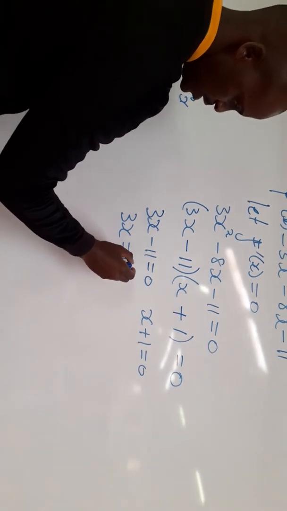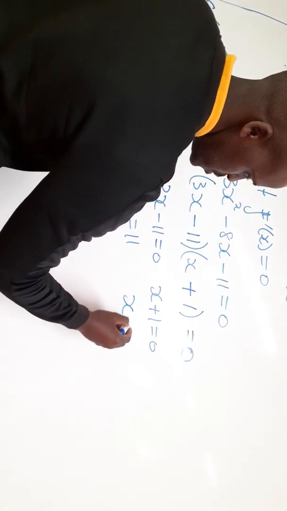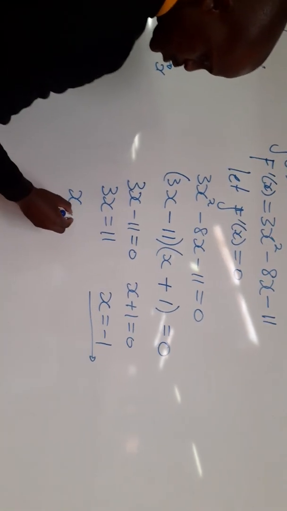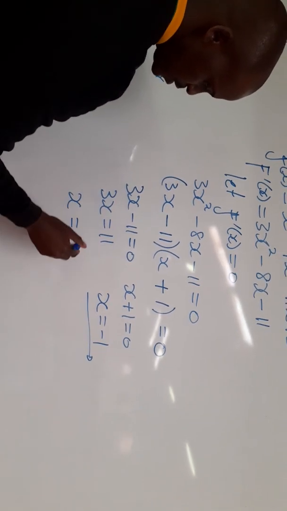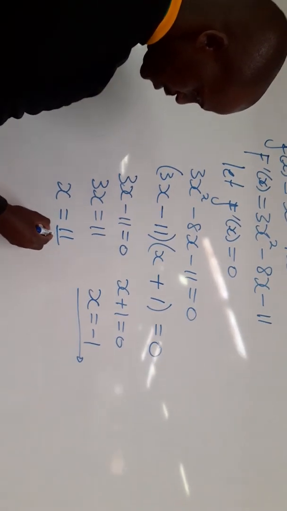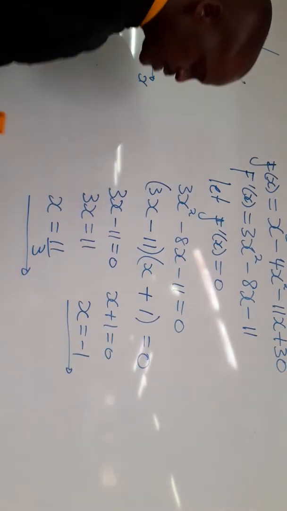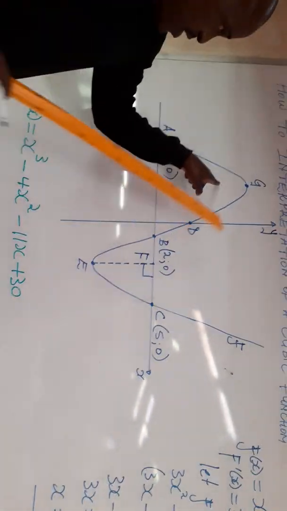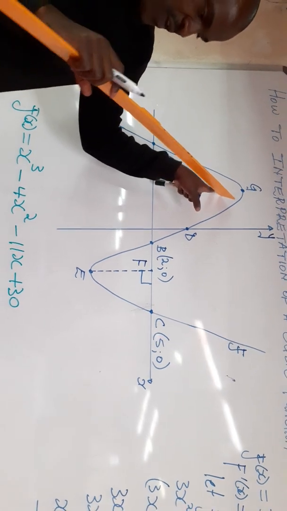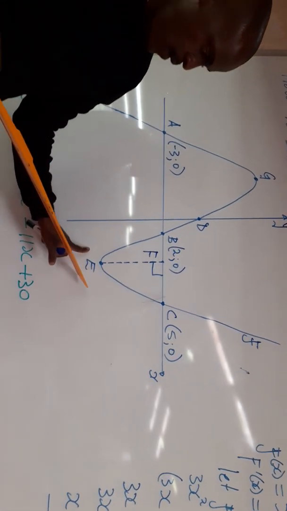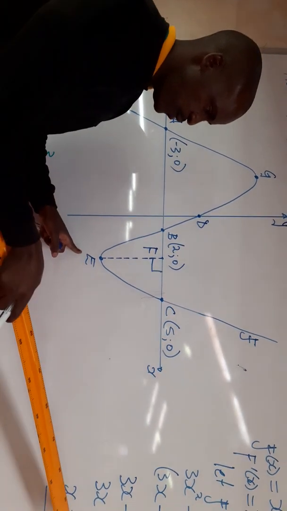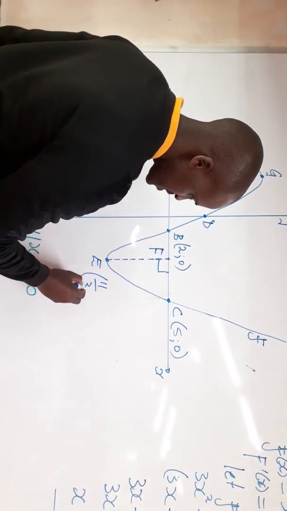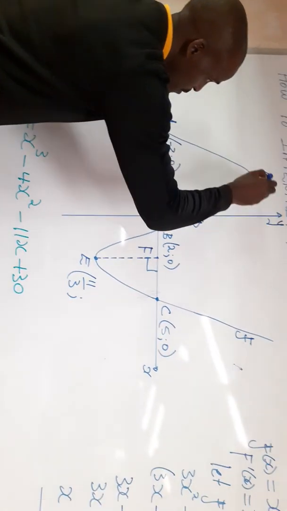3x equals 11. Here, x will be equal to negative 1. We divide here. x will be equal to 11 over 3. Let's check if our values are correct. Remember that the turning point is in the fourth quadrant, therefore it has to have a positive x value. Therefore, we've got 11 over 3 here. Up there, we've got negative 1.